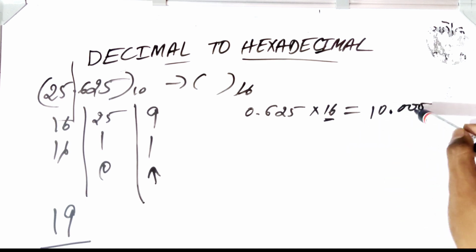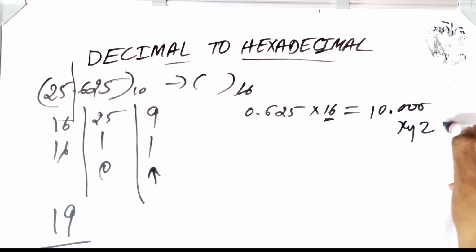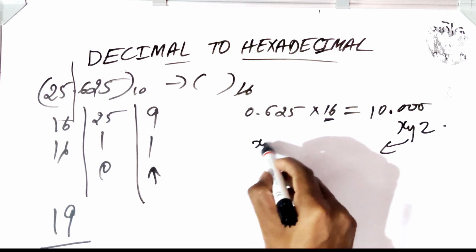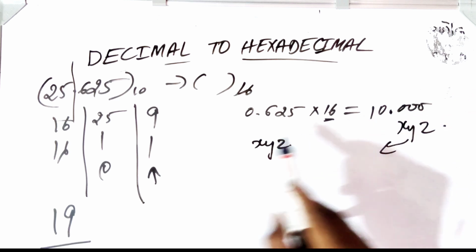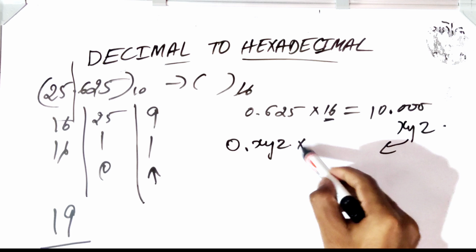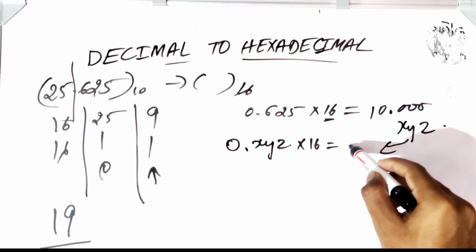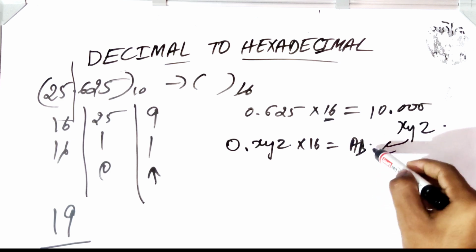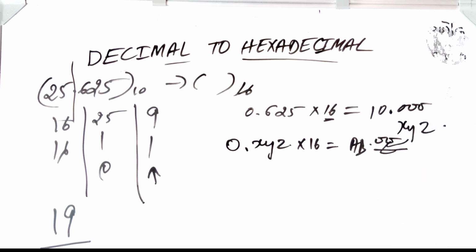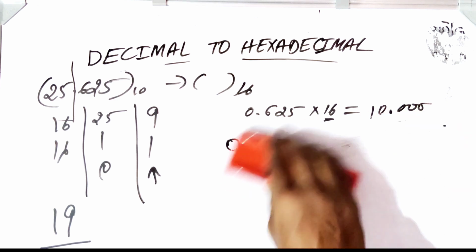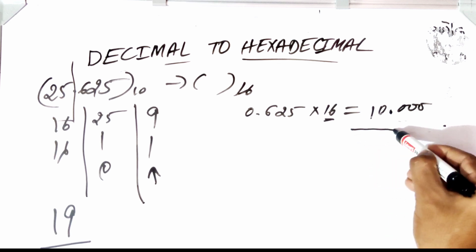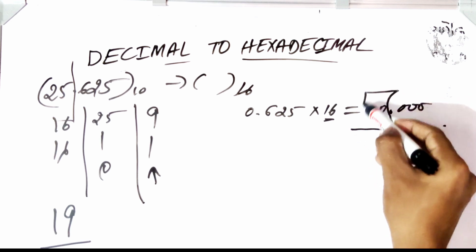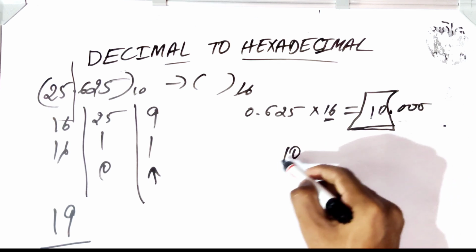If I did not get 0 here, if I got some value x, y, z, I'll take the value x, y, z. I am not going to take the value before the point. After the point, that is 0.xyz, into 16. Then I'll get some value, and if I get 0 here, I'll stop there. So this is the condition here. I got 0 here only, therefore I have stopped the calculations here. Then I'll take the value before the point, that is 10.